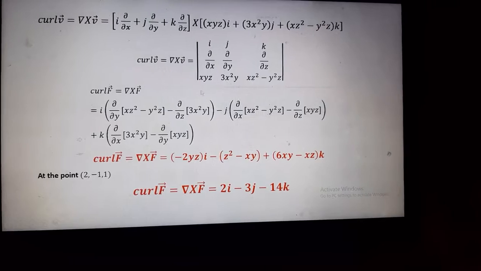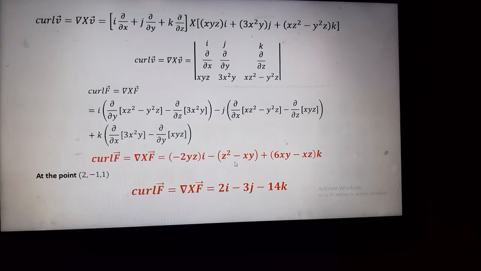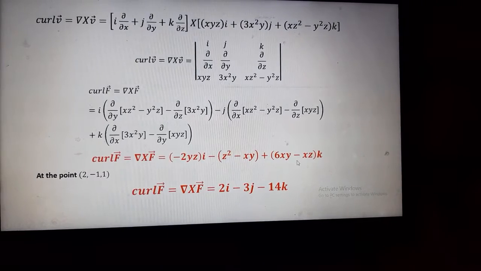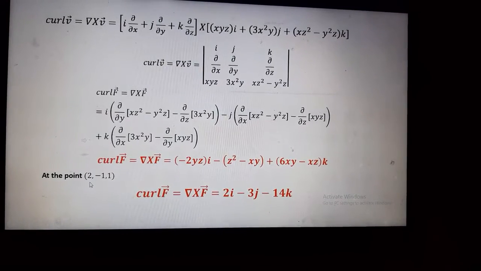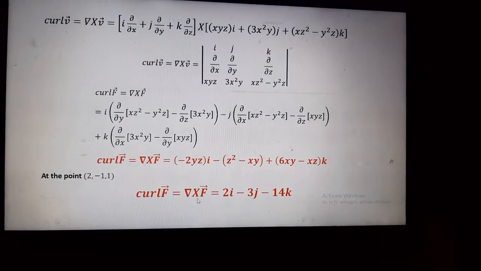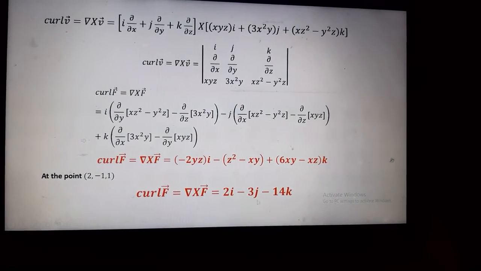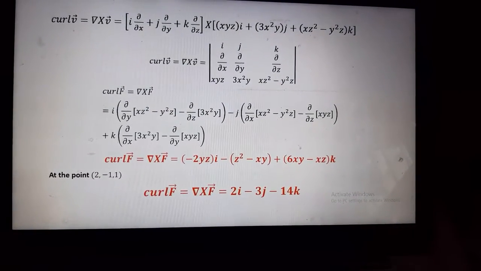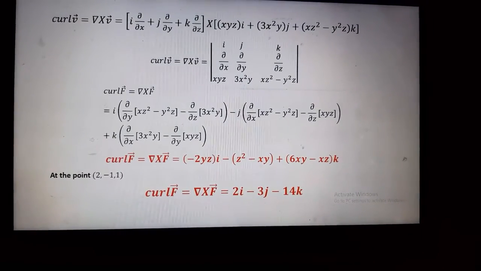After simplification I will get curl of f equal to minus 2yz into i minus z square minus xy into j plus 6xy minus xz into k. Again the question is curl at the point (2, -1, 1). After substituting the point I will get del cross f bar, that is curl of f equal to 2i minus 3j minus 14k.